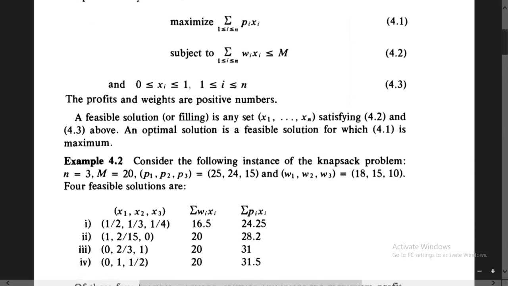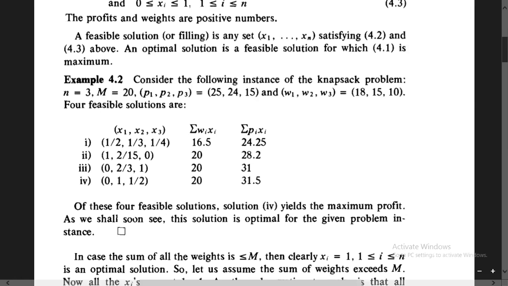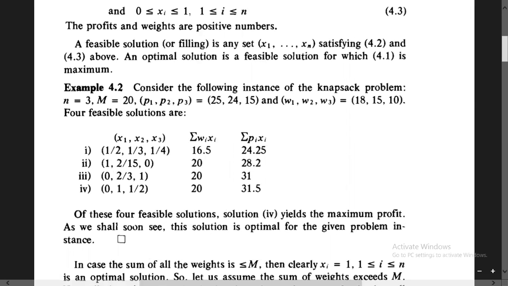Now we will have to look at one problem. How to solve this? Consider the following instance of the knapsack problem. This is ordinary knapsack. The other one is 0/1 knapsack. In 0/1 knapsack, we are going to take the item as a whole, or we are not considering the item at all. Whereas in ordinary knapsack, a fraction of the item can be considered.